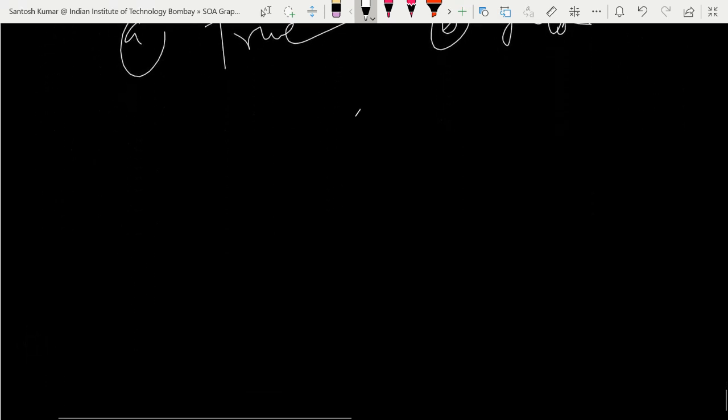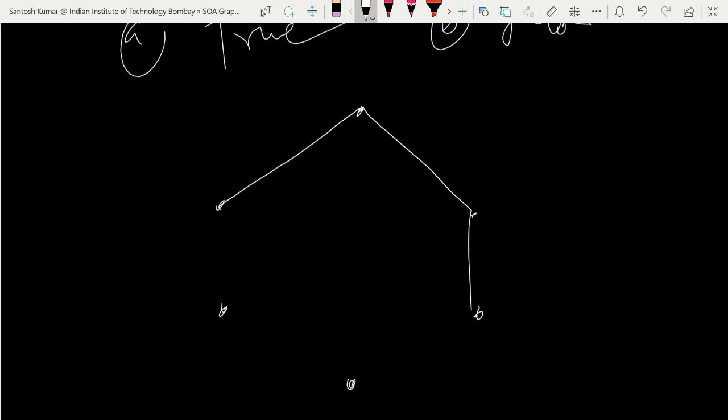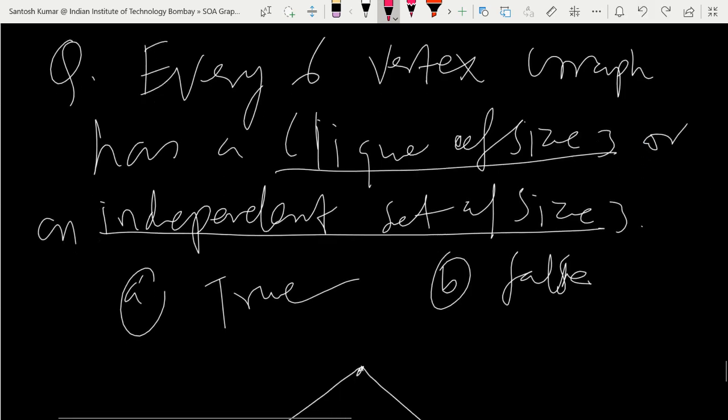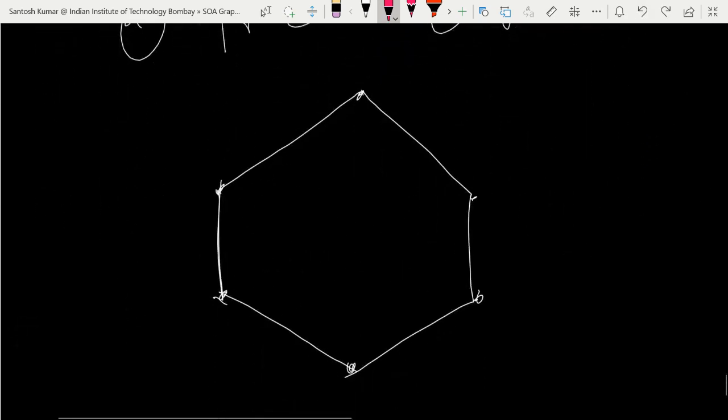In the case of C6, we have an independent set of size 3, but there is no clique. No, either of them we need: either clique or independent set. This is not 'and'. In the definition we have written 'or'. So 'or' means either clique or independent set, one of them. Like X, Y, Z, U, V. You make any graph of 6 vertices.